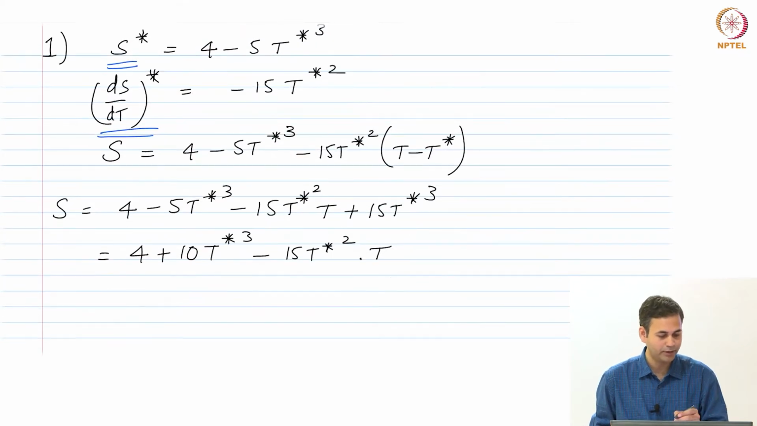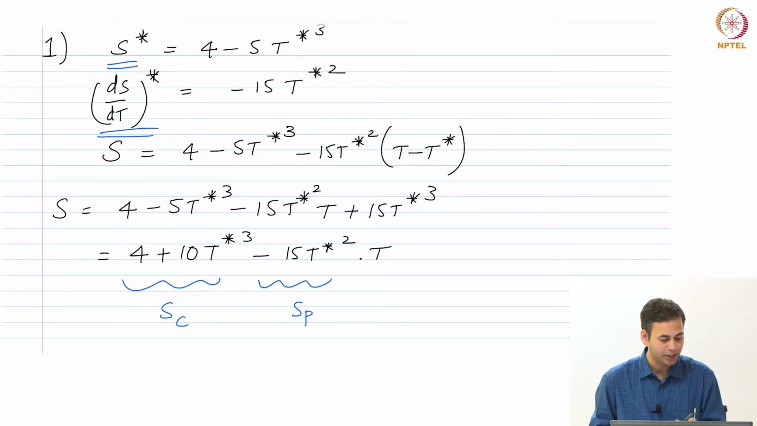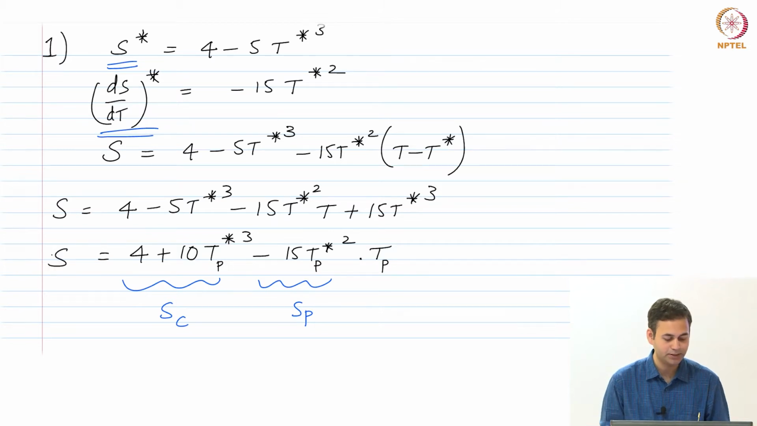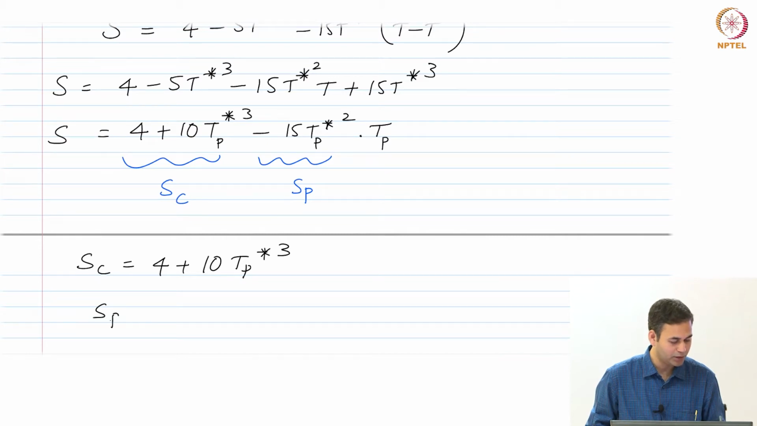Can you identify now what is SC and what is SP from this relation? 4 plus 10 T star cube would be your SC, the constant source term, because T star is known. And what would be SP? Minus 15 T star square. SP would be this because what we have is SC plus SP times TP. We can even write it with subscripts P everywhere if you are doing it for the cell P. So, this could be TP, TP star. That means we have SC equals 4 plus 10 Tp star cube and SP equals minus 15 Tp star square.